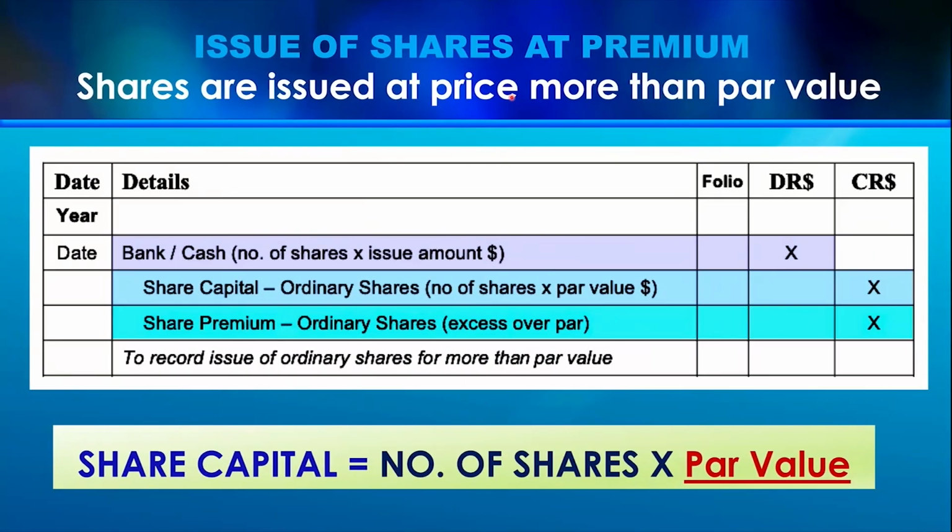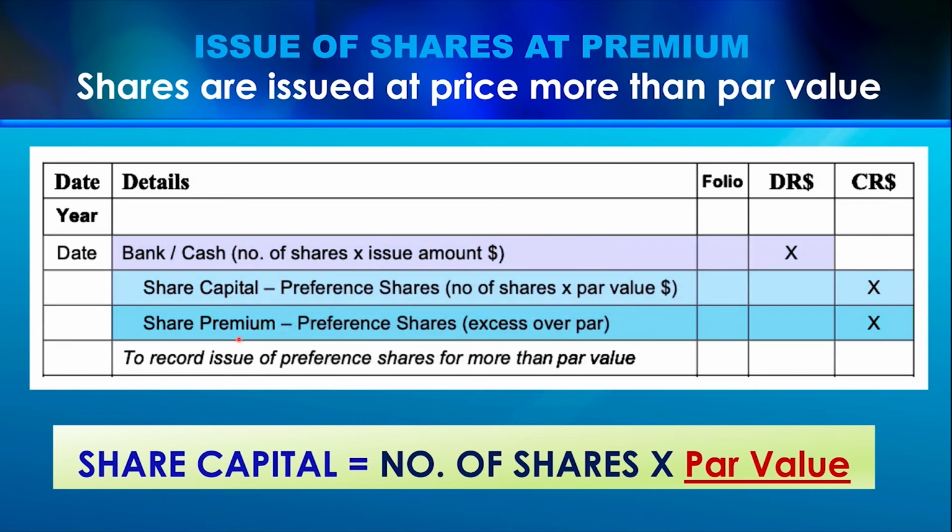Now we're going to do some with the premium. Remember, same two accounts to begin with, and then the last one is the share premium. So whenever you see two values, or in other words, the issue price is more than the par value, you're going to have a third account called the share premium.